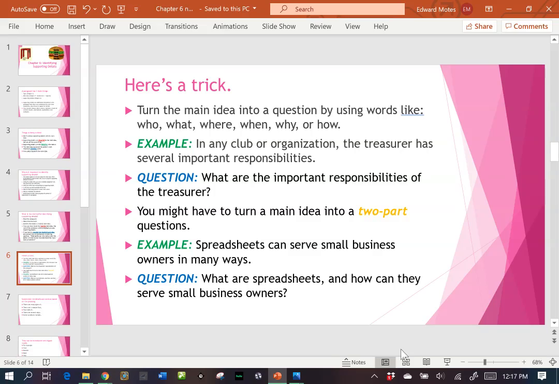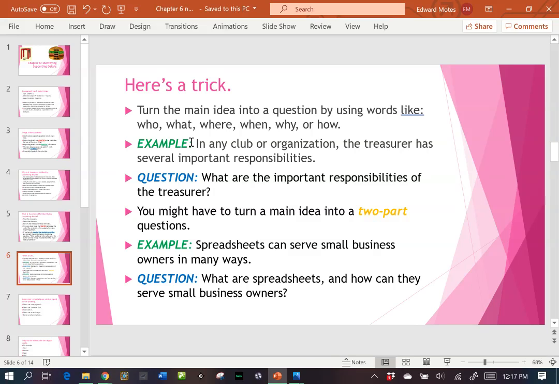Here let's take a look at a couple of tricks to help us figure out how to pick out the supporting details in a paragraph. Our first trick is you want to turn the main idea into a question using our WH words. So, who, what, where, when, why, and then how.